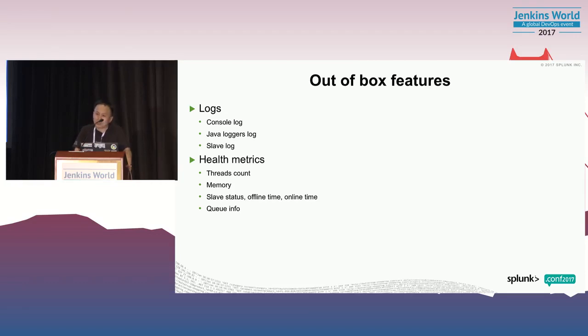For example, you can set some alerts when a node has some problem, for example, launch failure. We also capture some health metrics for the Jenkins master, such as heap memory, thread count, queue time, and queue number.